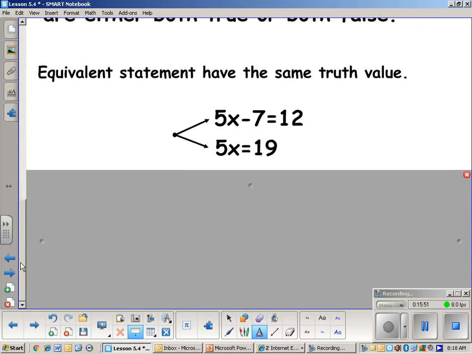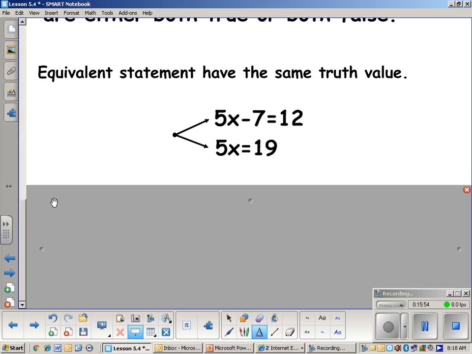All right. Equivalent statements, just reminding you, equivalent statements have the same truth value. For example, if 5x minus 7 is equal to 12, then an equivalent statement to that would be 5x is equal to 19. And they have the same truth value. Okay? So what we're saying is a conditional and its contrapositive are equivalent statements. They have the same truth value. Okay? So equivalent statements have the same truth value.